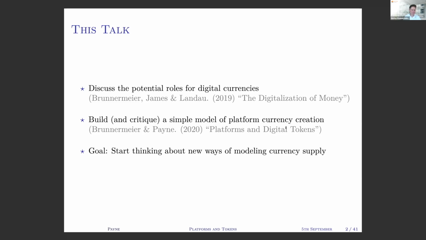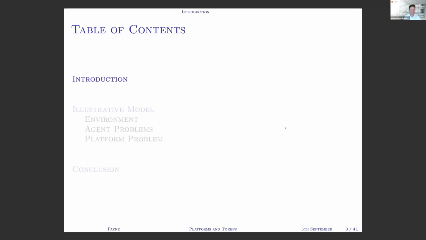And I'm going to try to make that interactive a little bit. So I'll invite you to critique the model as we go, and hopefully we can get some discussion going about how we might model this kind of new technology. Overall, the goal here is to start you thinking about some new ways of modeling currency creation or currency supply. All right, so let's get going then.